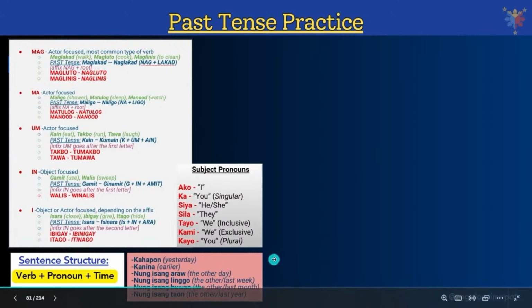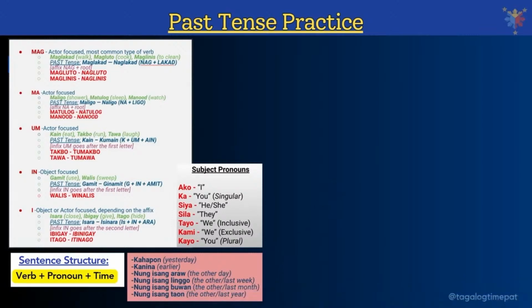So kahapon is yesterday. Kanina is earlier. Nung isang araw means the other day. Nung isang linggo is the other week or last week. Nung isang buwan means the other month or last month. Nung isang taon means the other year or last year.